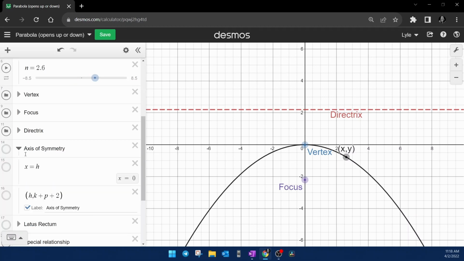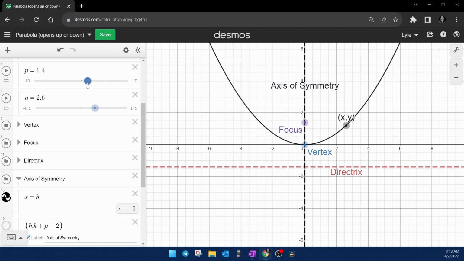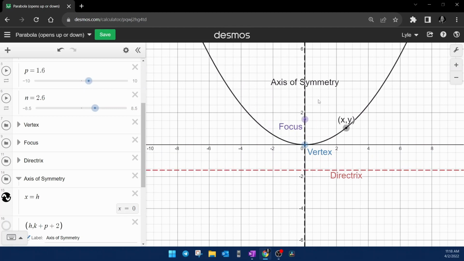Now the axis of symmetry will be x equals h. If I turn that on, you're going to see that the axis of symmetry is indeed perpendicular to the directrix, and the axis of symmetry also contains the vertex and the focus. So if I could maybe adjust that back here where you get a good look at that. Again, the axis of symmetry here cuts the parabola in half. It contains the focus, the vertex, perpendicular to the directrix.